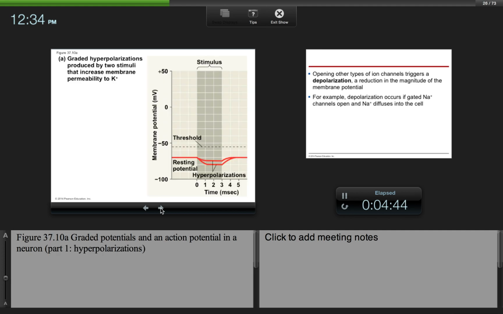So this is a graph looking at the resting potential of a neuron. Here's the resting potential between -60 and -80 millivolts. There's some sort of stimulus that causes an increased permeability to potassium. So potassium will leave the cell, making the cell more negative. Here you can see that it becomes more negative. That's called a hyperpolarization. It brings the membrane further away from what we call threshold. And we'll get to what threshold is in a minute.